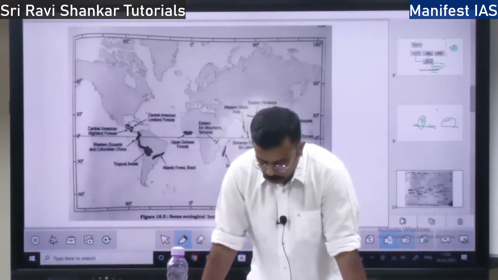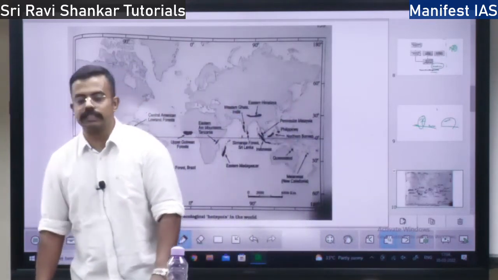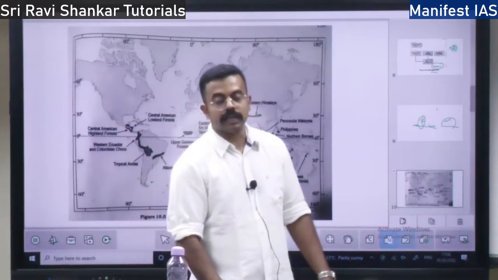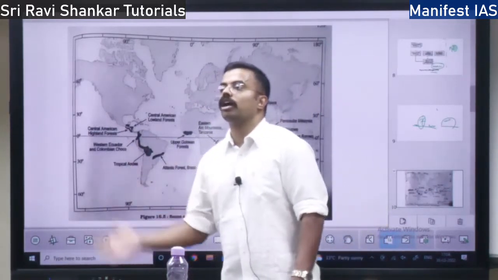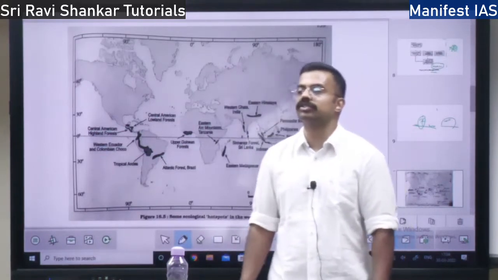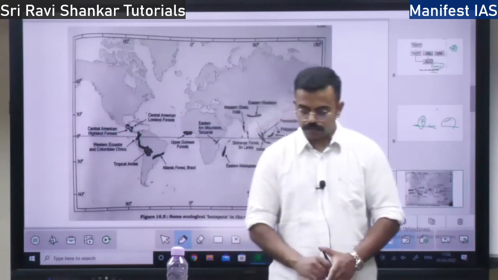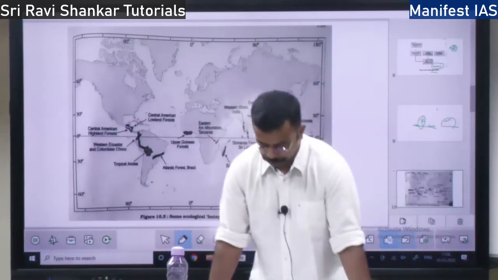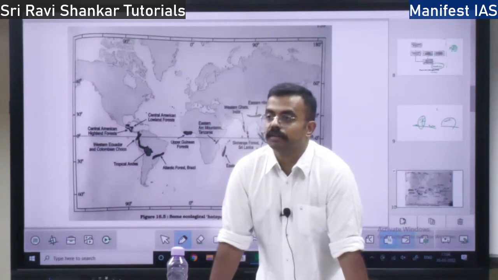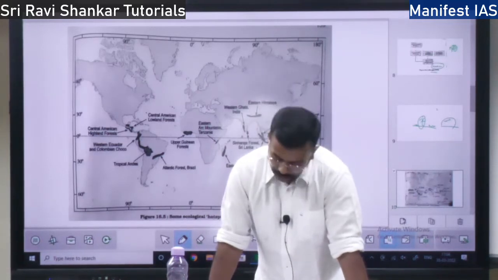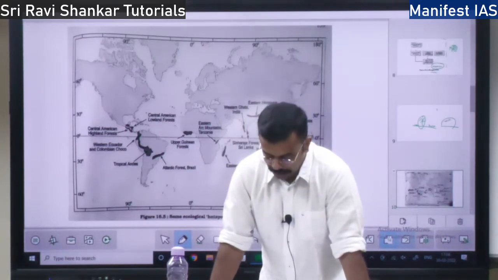Next we will talk about the loss of biodiversity. Why is biodiversity going lost? First is increasing human population. Because of increasing human population, humans want to consume a lot of natural resources. So natural resources are going extinct, right? That is the negative. Then you have deforestation. Deforestation is also reducing the biodiversity. Then there is loss of various habitats. Various habitats are getting reduced.